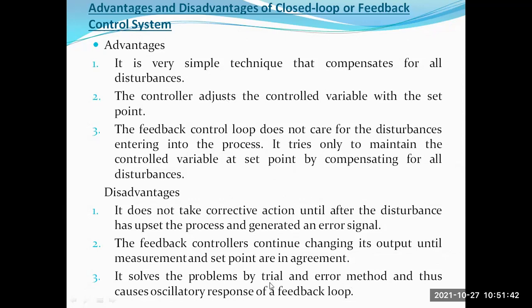Number three, it solves the problem by a trial and error method and thus causes an oscillatory response of the feedback loop. So when we use feedback loop systems, we use a trial and error method, which causes an oscillatory response. So these are basically the advantages and disadvantages of the closed loop and open loop control systems. More or less, we use closed loop or feedback control systems in our process industries. Is it clear to all of you?